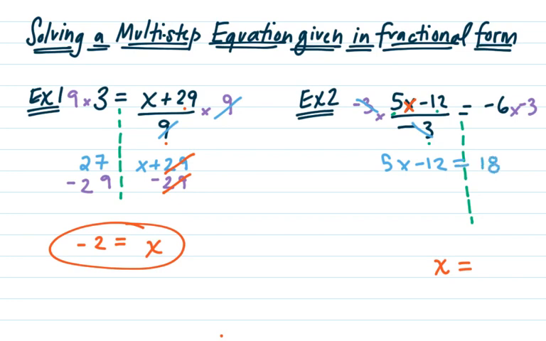This should look familiar like the earlier examples we did. Now we want to remove the next farthest thing, so that's going to be the minus 12. We add 12 to both sides, and we get minus 12 plus 12, 5x equal to 30. Now we want x all alone, so we divide by 5, and we are left with the fact that x must equal 6.